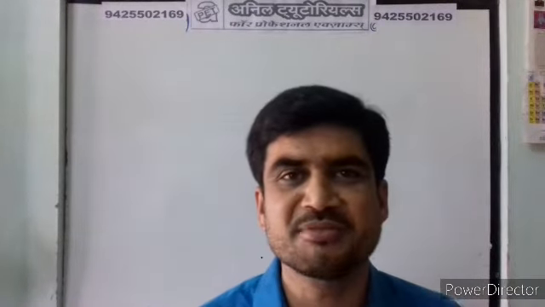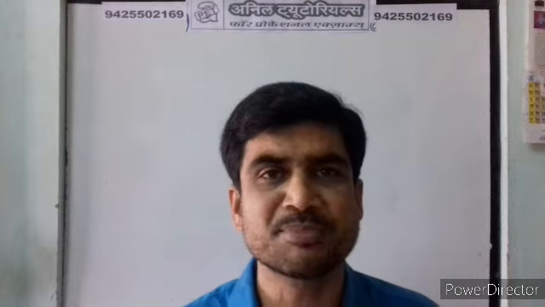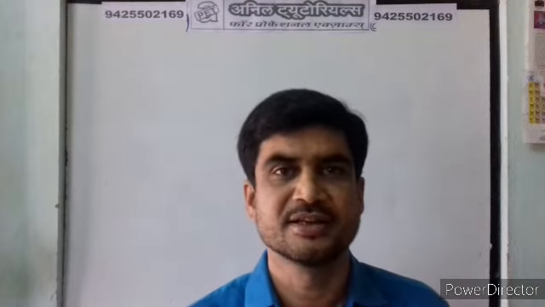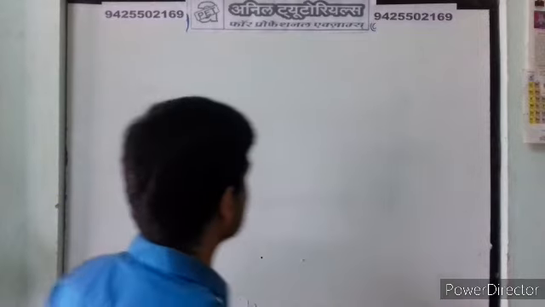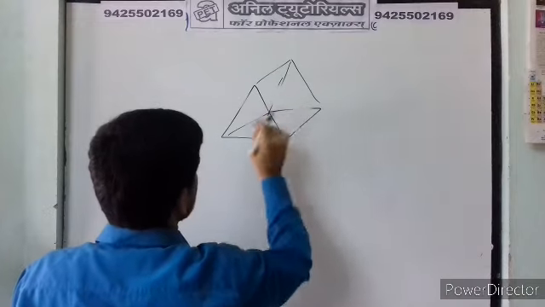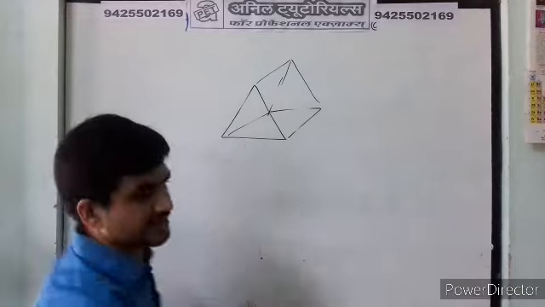Good morning friends. Today we will see the refraction through a prism. You know, a prism has two triangular surfaces and three rectangular surfaces. Okay, like this. We have it. See, two triangular surfaces and one, two and three.